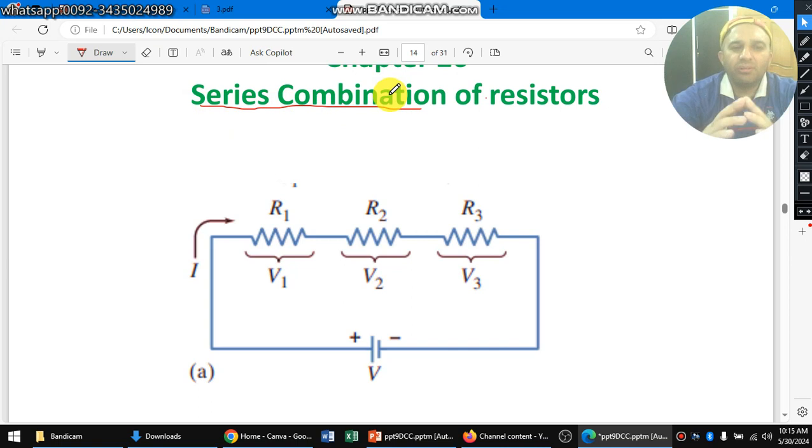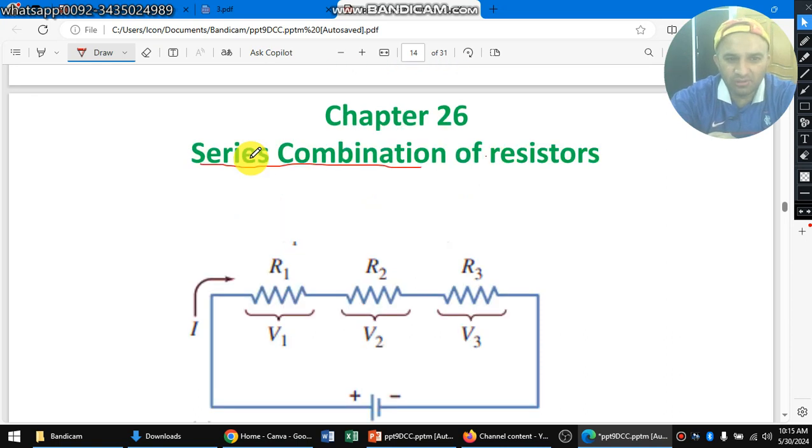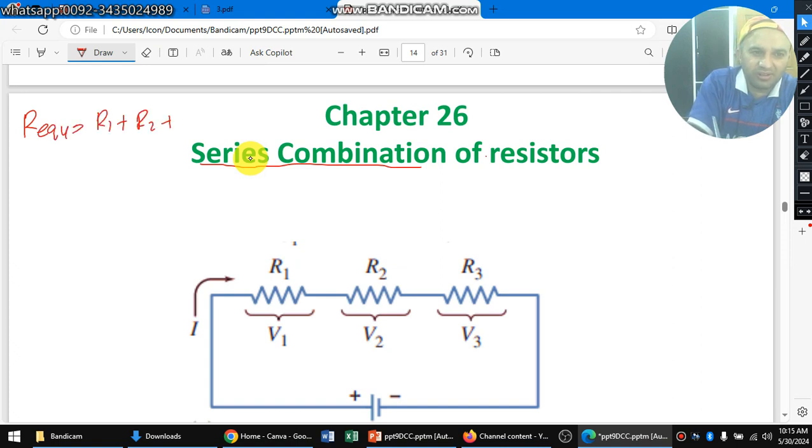So there are two ways to combine. The first way is the series combination. Series means one resistor, then the second resistor, then the third resistor, and finally the first and last resistors are connected to the battery of voltage V. In the series combination, the total equivalent resistance of the circuit is R equivalent equal to R1 plus R2 plus R3. So this is the total equivalent resistance of the series combination.